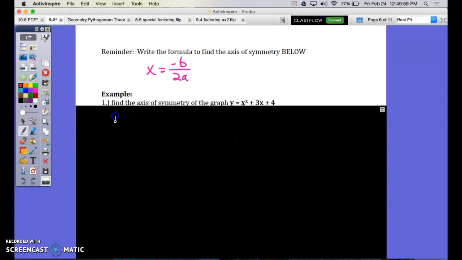Now, what I want you to do is go ahead and pause the video and try to find the axis of symmetry of this graph. y equals x squared plus 3x plus 4. Identify a, b, and c, and then go ahead and plug and chug. Go ahead and pause.